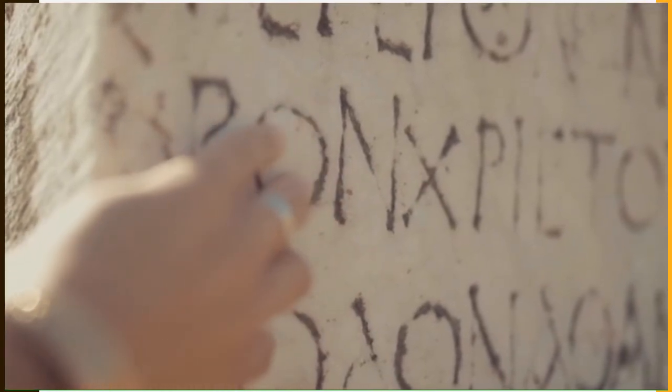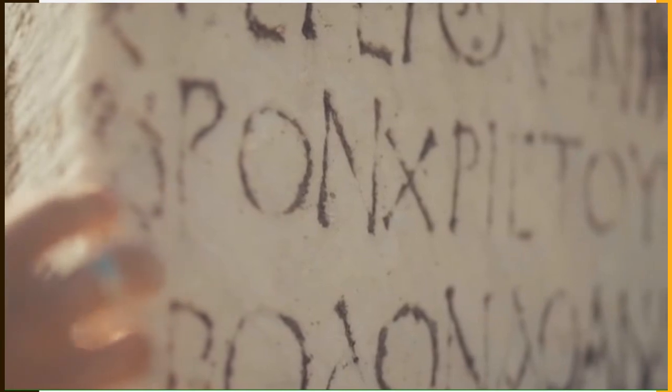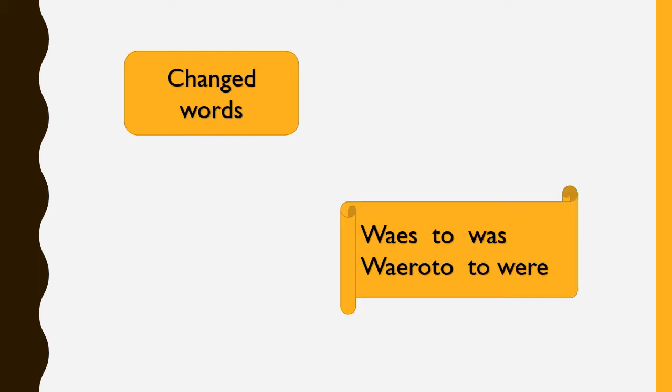Even native English speakers now would have great difficulty understanding Old English, which did not sound or look like English today. Some retained words with the same spelling are him, he, for, on, and, of. Other words changed, like wæs, was, to were. Old English was constantly changing, expanding, progressing with lexical enrichment. Gradually, it developed into a full poetic language, complete with alliteration, synonyms and more.